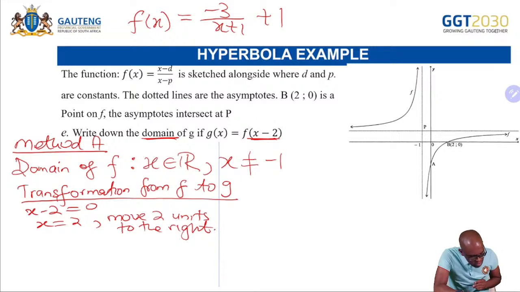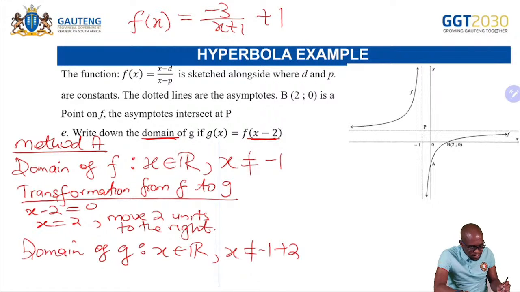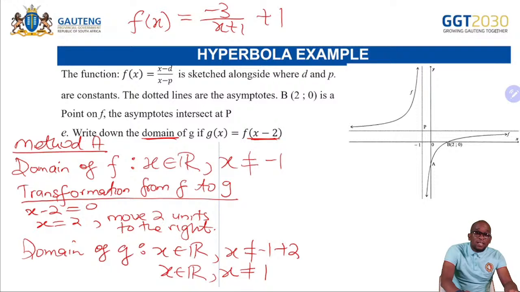If you move 2 units to the right, then the domain of g would be the same as the domain of f moved 2 units to the right, like that. Which means it's x an element of all real numbers, but x cannot be equal to 1, like that. That is the first method of getting what now? The domain after transformation has taken place.